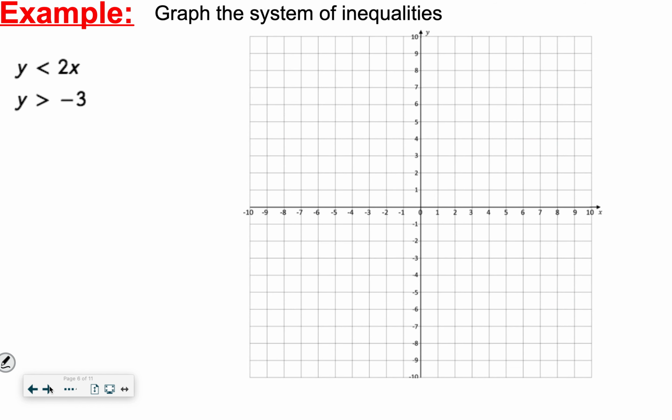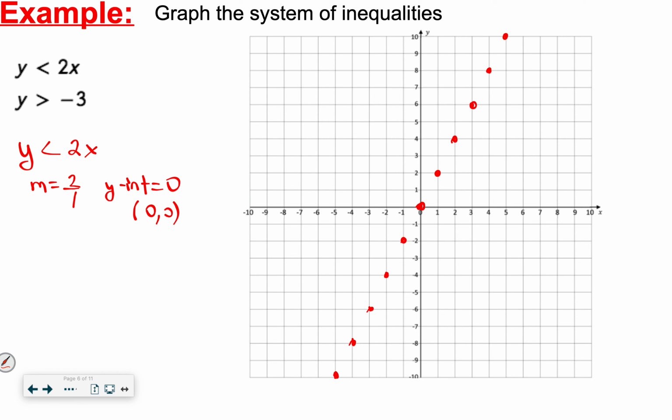Graph the system of inequalities. What am I going to do? You need to draw the inequalities. Y is less than 2x. Slope is 2 over 1. Y-intercept is 0, and you can describe it as the ordered pair (0, 0). 2 up, 1 right. 2 up, 1 right. 2 down, 1 left. 2 down, 1 left.